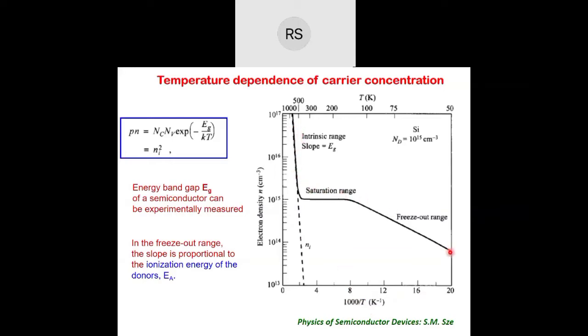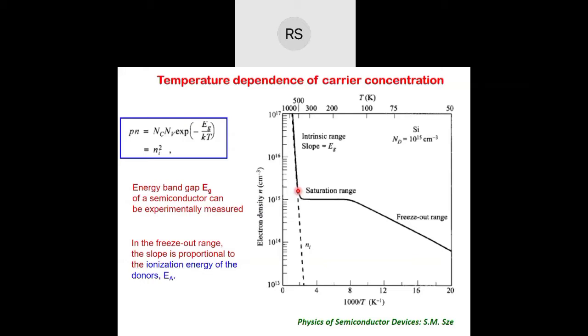So what you see here is there are three regimes in this graph. One we call the intrinsic range or regime. The second is the saturation range. The third one is the freeze out range. This is the kind of graph you will get. And again, I want to emphasize, this is a very universal graph. Not only for silicon, but a similar kind of graph you will get for all the semiconductors when you do temperature dependent carrier concentration measurements.